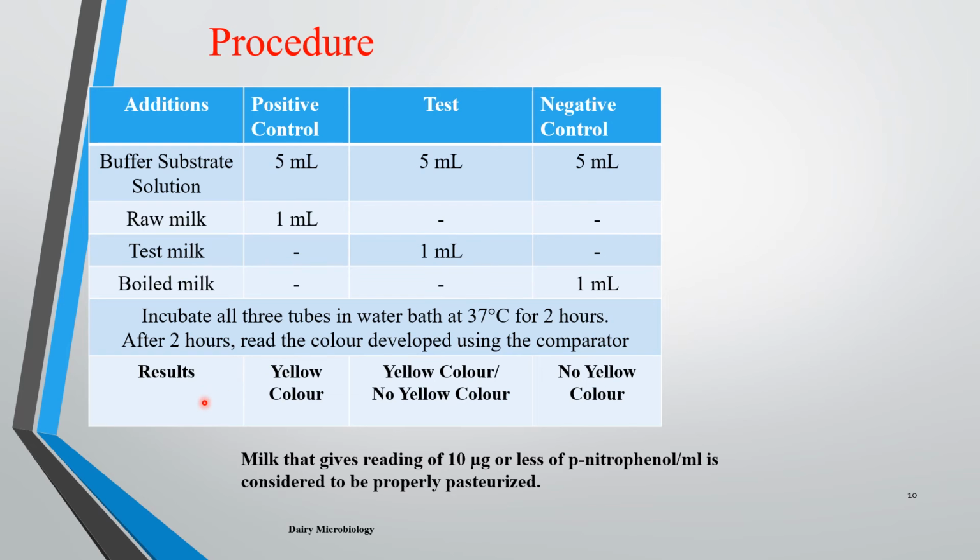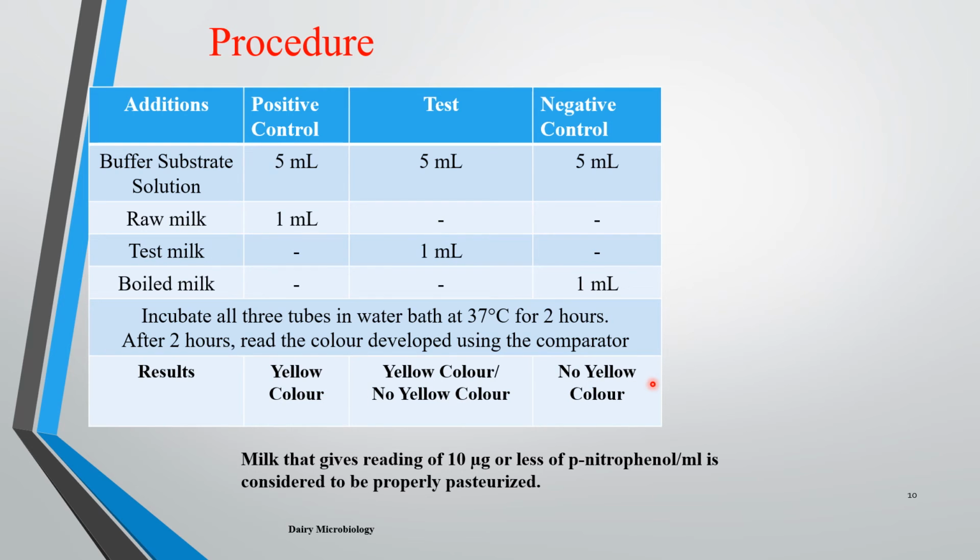So, after incubation, if yellow color appears in the tube which is labeled as positive control, since it contains the raw milk and that raw milk contains the phosphatase enzyme which acts on the substrate and converts it into the product that is para-nitrophenol, which is yellow in color.